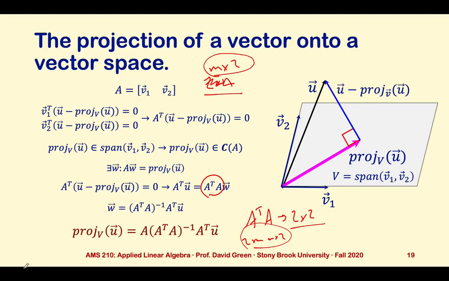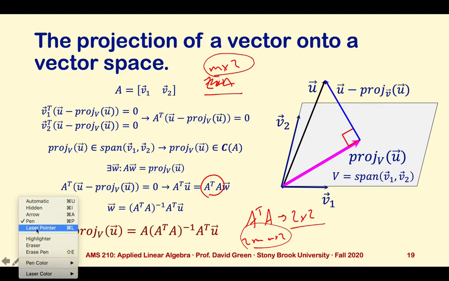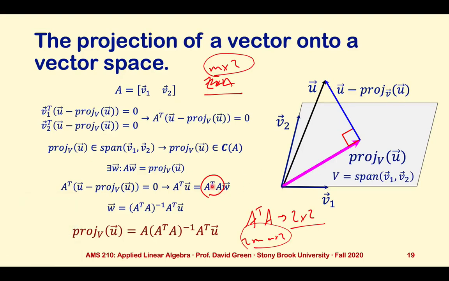Because we can invert it, we can isolate W. We can solve for W by multiplying both sides of this by the inverse of A transpose A. And this gives us W equals A transpose A inverse, multiplied by A transpose, multiplied by U. Then substituting in the fact that we knew that W was the solution to AW equals the projection of U onto V, this gives us a result for the projection of U onto V: A from here multiplied by A transpose A inverse multiplied by A transpose times U.